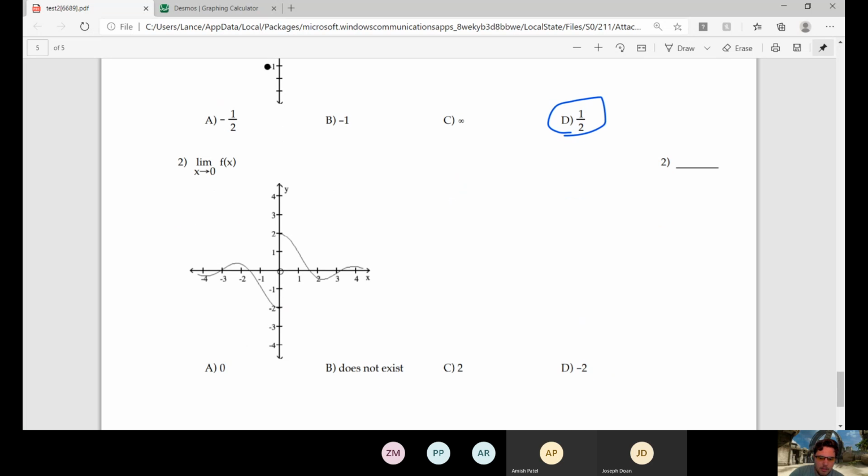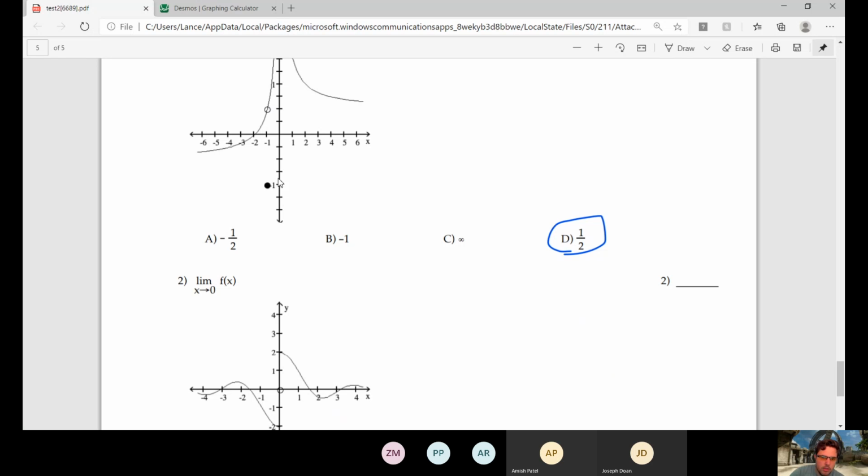Limit of f of x equals 0. I got a question. I don't know what the dot is, I'm not gonna lie, especially right here. I don't know if that's supposed to mean that the function is 0 at that point, or if there's a hole. So up here it looks like it would be a hole. And oh yeah, hang on, this dot.